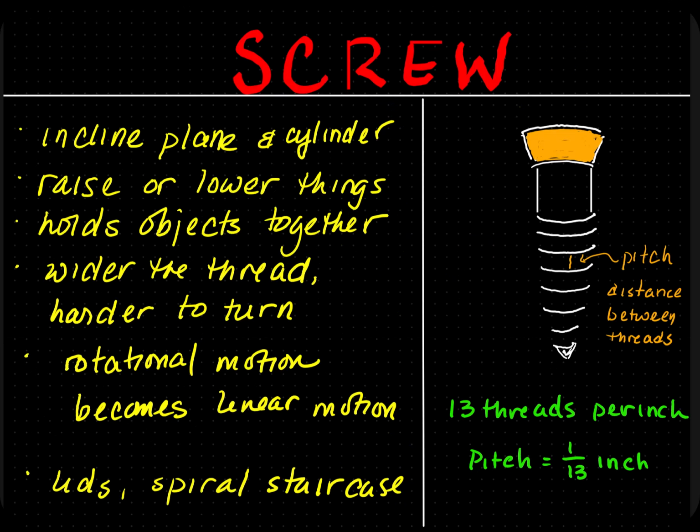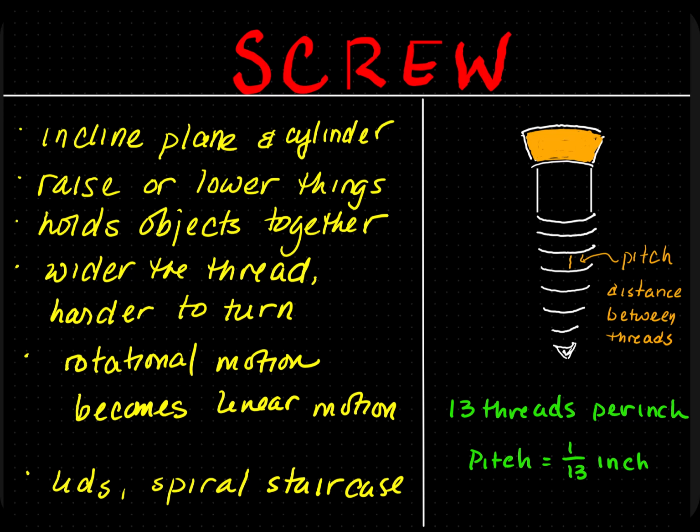The last of the simple machines is the screw. It is an inclined plane that is wrapped around a cylinder. It can raise or lower things, hold objects together. The wider the thread, the harder to turn. It makes rotational motion into linear motion. Examples of these are a lid and a spiral staircase. On the right, you see a picture of the screw.